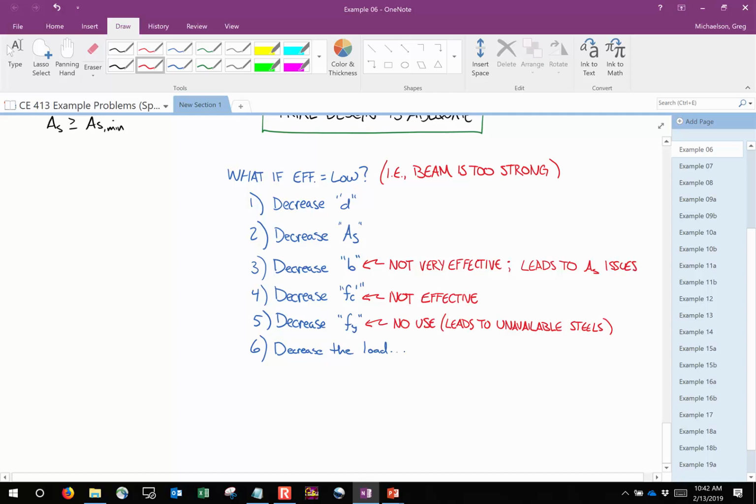Why would it lead to area of steel issues? Because if you make the beam thinner, you might not be able to fit the reinforcement pattern in there, right? And on top of that, it just doesn't affect things very much. Okay? So if you want the parameters that I would play with first, this and this.